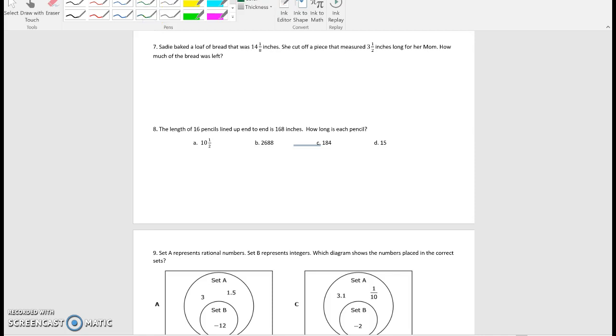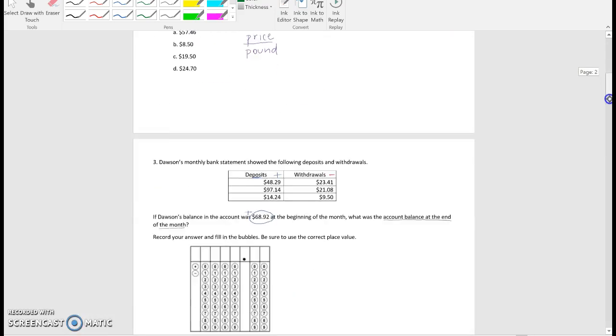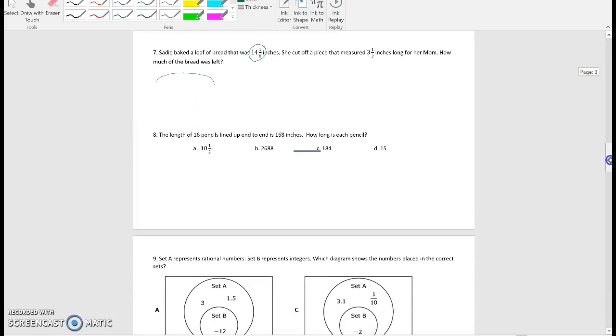Question 7. Sadie baked a loaf of bread that was 14 1/8 inches. She cut off a piece that measured 3 1/8 inches long for her mom. How much bread was left? So she has a piece of bread that's 14 1/8 inches. Okay, so I draw your bread. Really? I'm just not having luck with this today. Sorry.